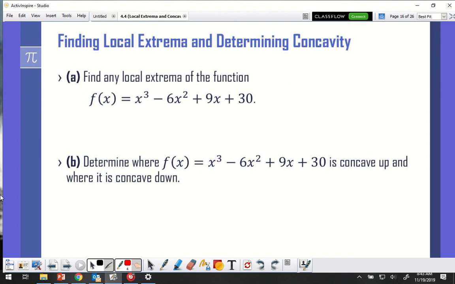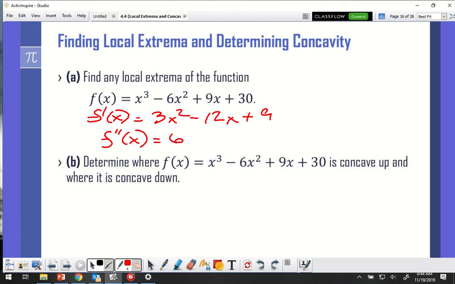Okay, so let's go ahead and find my, yeah, thank you. Okay, so find the derivative. So f prime of x is 3x squared minus 12x plus 9. So there's my first derivative. Second derivative, f double prime of x is equal to 6x minus 12.